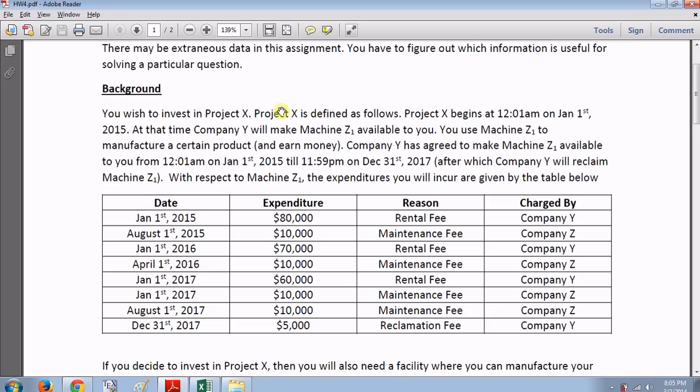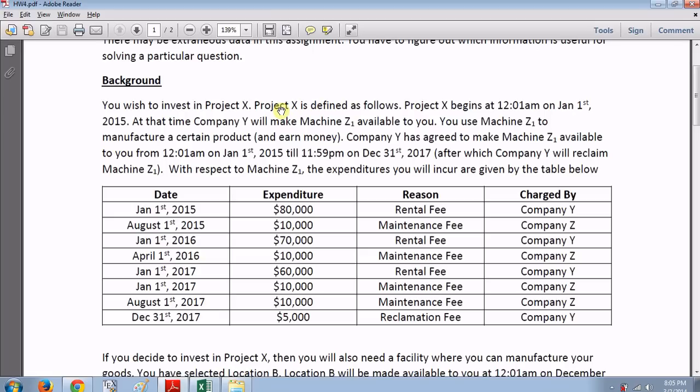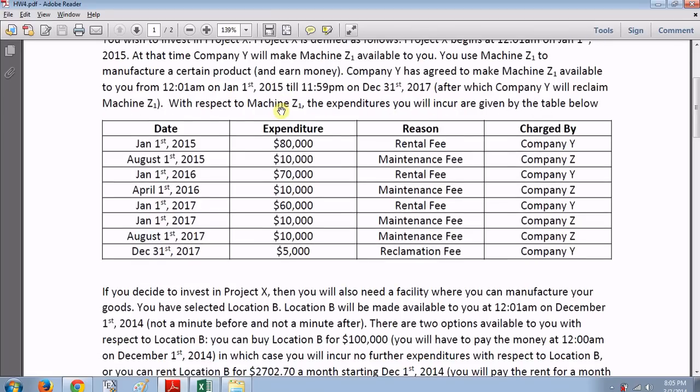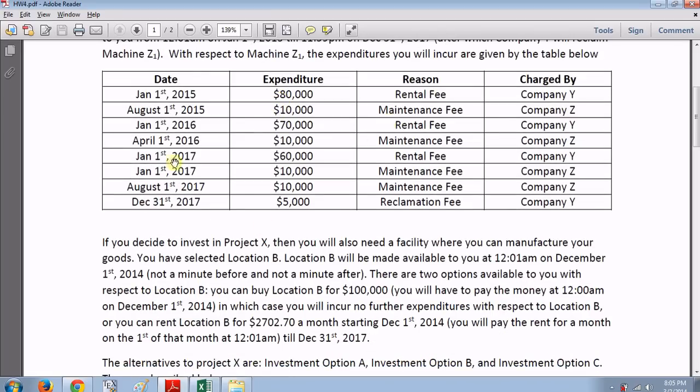With respect to machine Z1, the expenditures you will incur are given by the table below. That's a table. Here it is, and you can skim through all the information here if you wish.